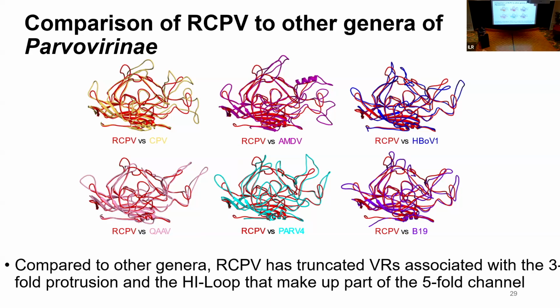And what is interesting to me is that in red is the RCPV that I solved, and it's much more truncated in these regions, which make up the 3-fold protrusion compared to other members of the same genre. So that could maybe be further analyzed and studied.